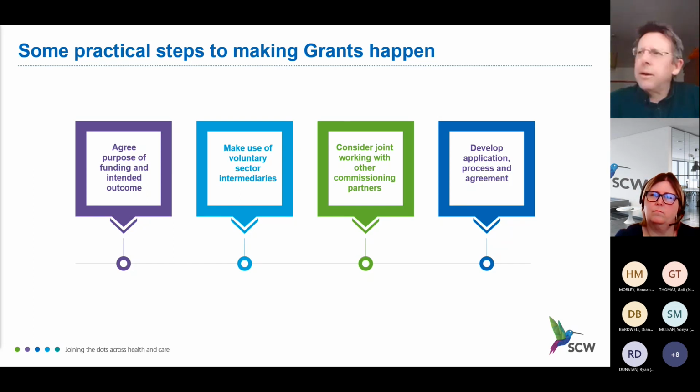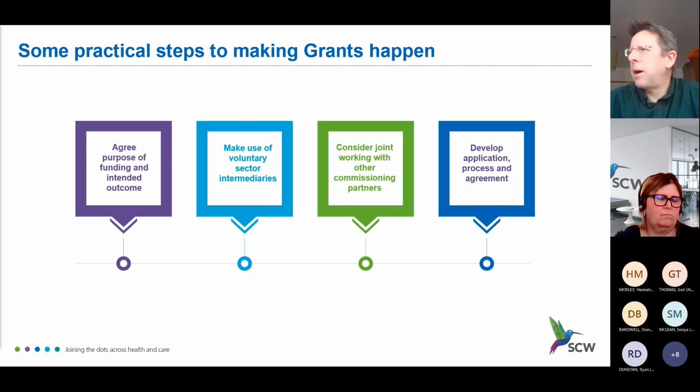And also think about your other commissioning partners. If the NHS works collaboratively with local authorities, is it likely that your approach to working with the VCSEs could be improved? Could the sum of the whole be greater than the individual parts? So again, think about working with other commissioners.